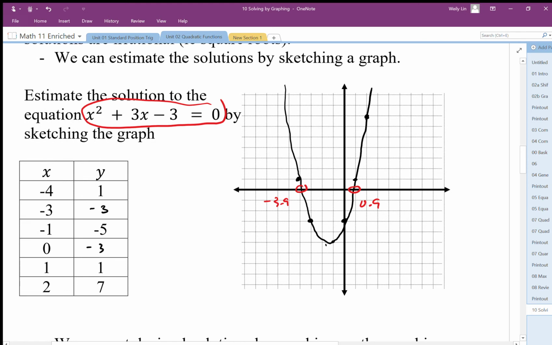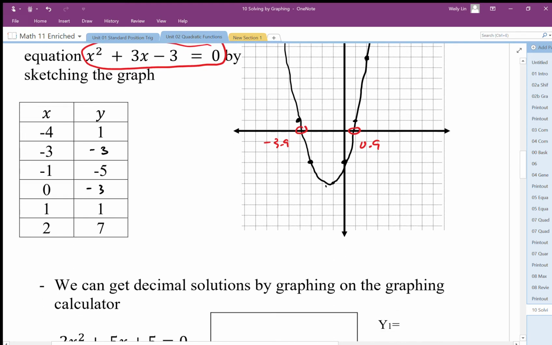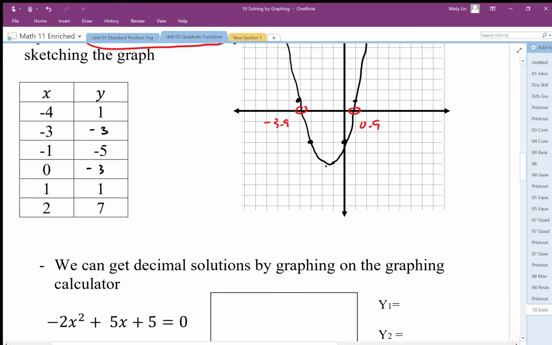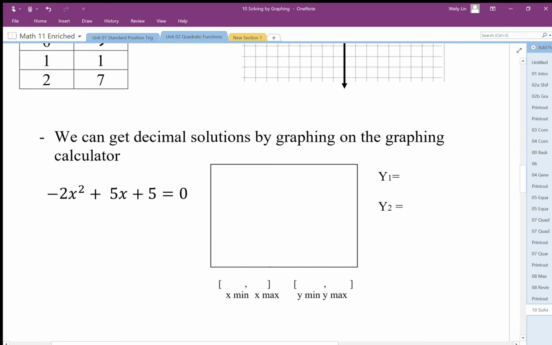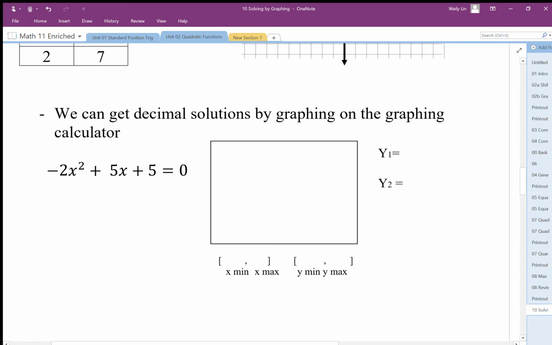Okay, now these are just estimates, but we can see that where the graph crosses the x-axis, we can get our solution. Now if we want a more accurate value of the solution, we put it into our graphing tools, and we solve by graphing. So when we plug this in, we can solve this equation here, negative 2x squared plus 5x plus 5, if we graph this. Okay, so use your Desmos graphing tool. Negative 2x squared plus 5x plus 5. When I graph this, I just use a standard window. I get a graph that kind of looks like this.